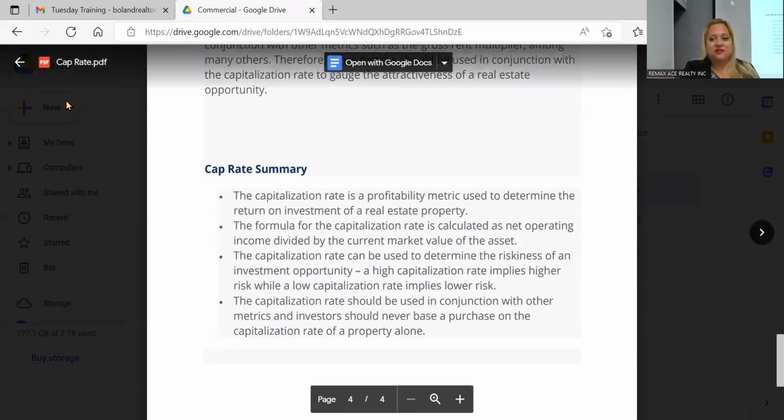We do have those clients out there that just ask us, well, what's the cap rate? What's the cap rate? It's always their first question out of their mouth. But then you have to look at all the determining factors of whether it's a good purchase or how you're going to evaluate this property if you're the listing agent. All right. Does anybody have any questions so far? No questions so far?